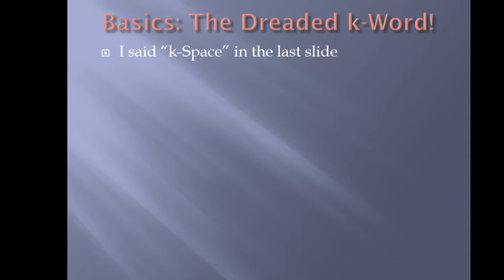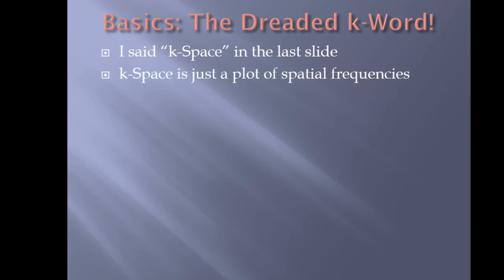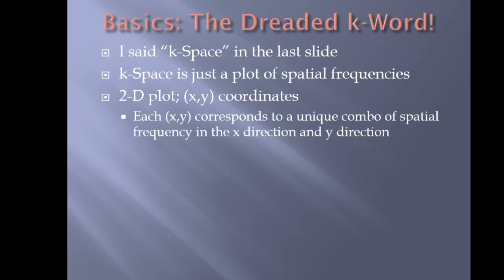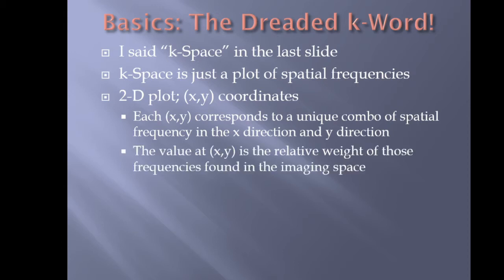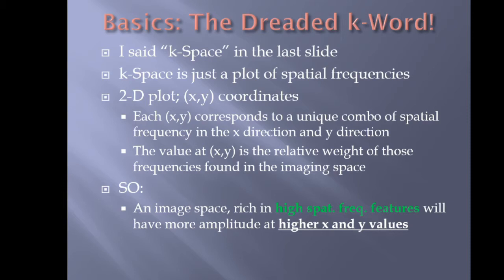Now, I did use the K word in the last slide, and I know a lot of people are afraid of Kspace, but really, Kspace is just a plot of spatial frequencies, which we've already described, so hopefully it's a little less intimidating now. It's a 2D plot for an image, a 2D plot of XY coordinates. Each XY coordinate corresponds to a different combination of spatial frequencies as they vary in the X direction and in the Y direction. And the value at that XY point is the relative weight of those frequencies in the imaging space. That's a little hard. I might have lost some people, but think about it.